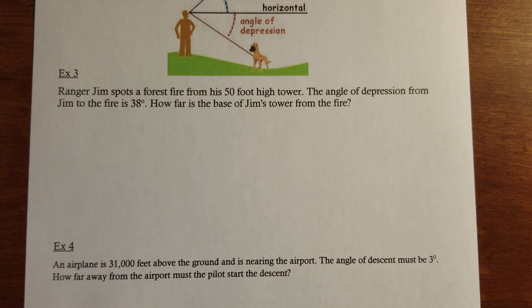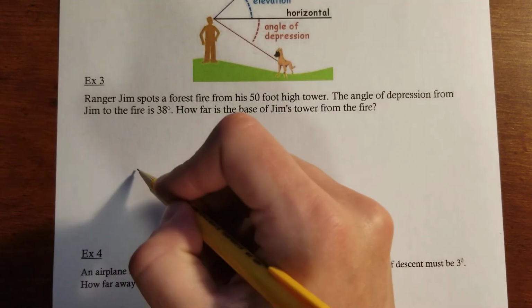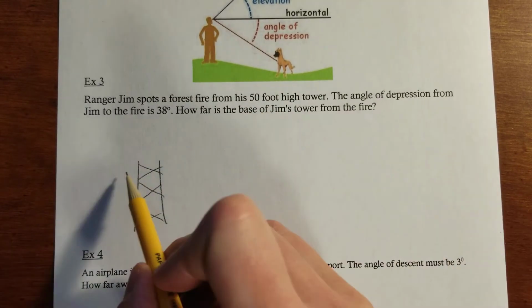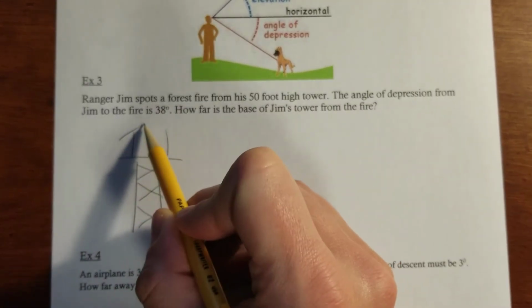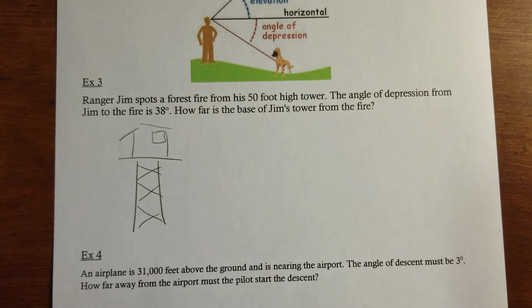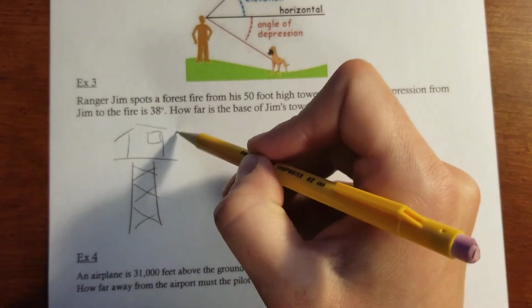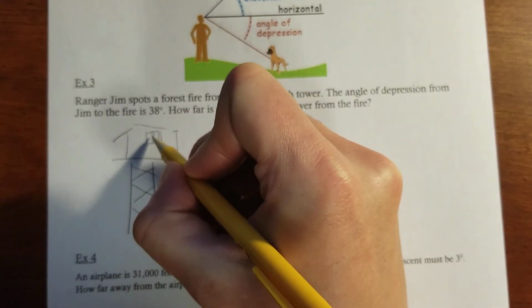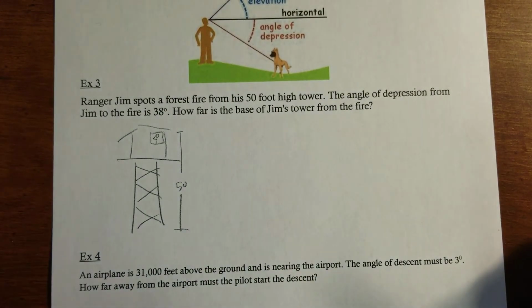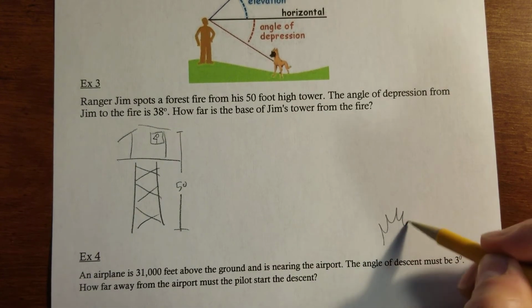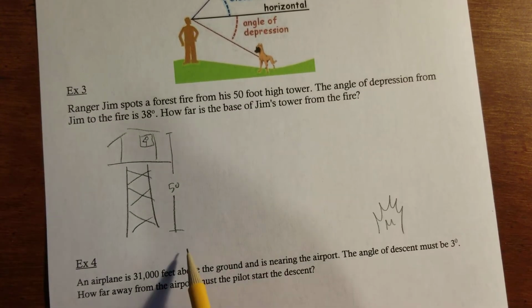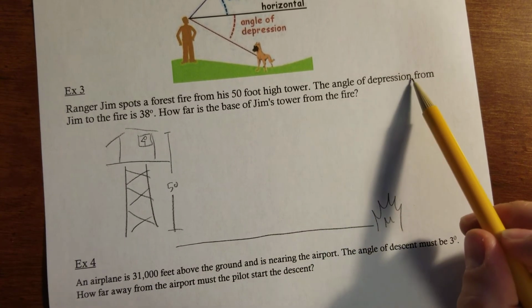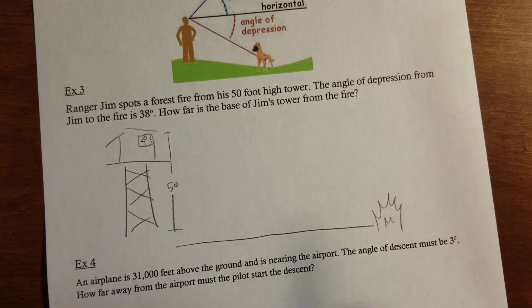Ranger Jim spots a forest fire from a 50-foot high tower. Again, you don't have to draw a picture to go with it. First of all, it's kind of fun. Instead of always just drawing triangles, put a little creativity in your pictures. All right, so our tower is 50 feet high. Here's Ranger Jim hanging out. He sees a fire and the angle of depression from Jim to the fire is 38 degrees.